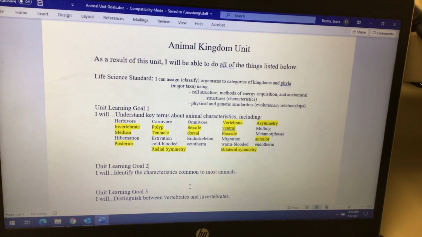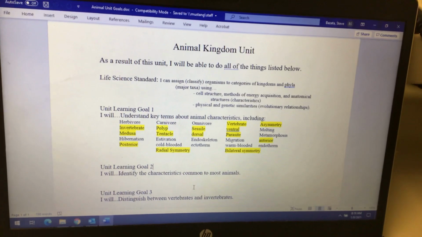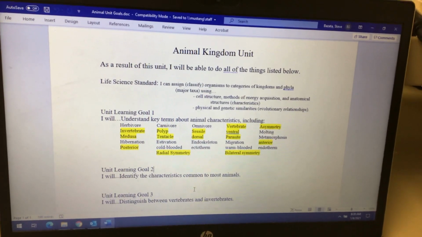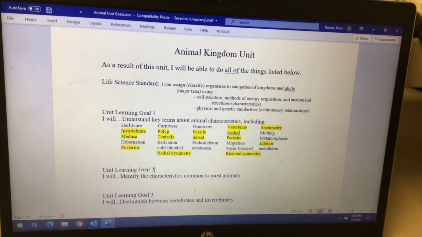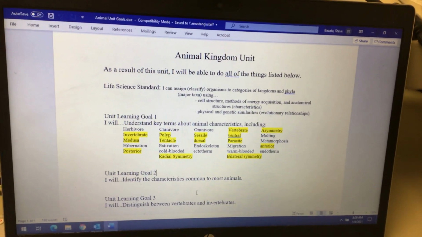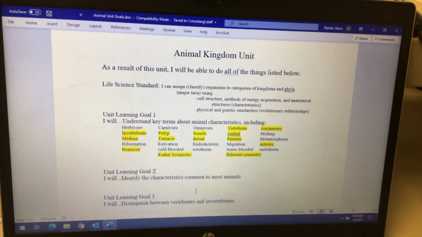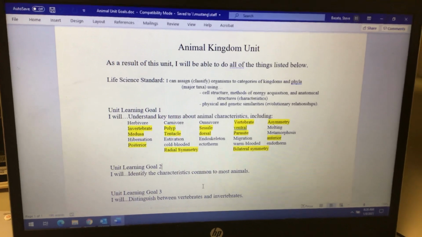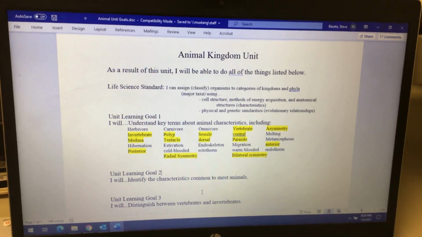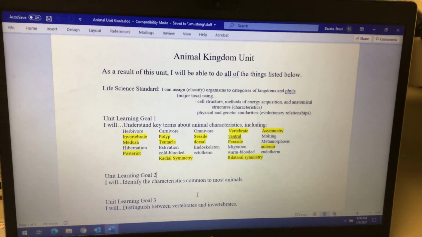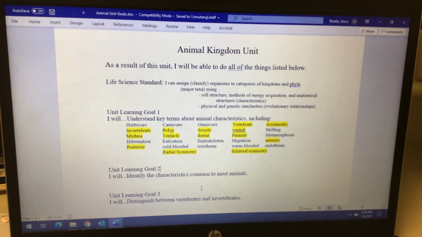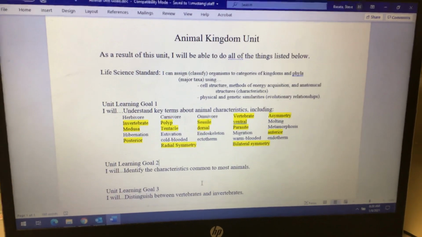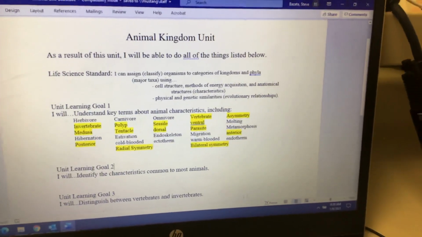We're going to talk about exoskeleton, endoskeleton, molting, those type of things, metamorphosis, complete and incomplete, hibernation, estivation, some different parts. We are going to start our dissections. So there's some dissection terms that I want you to know, like ventral and dorsal, posterior or anterior, things like that, terms that you'll be using when we dissect. So we're going to talk about that.